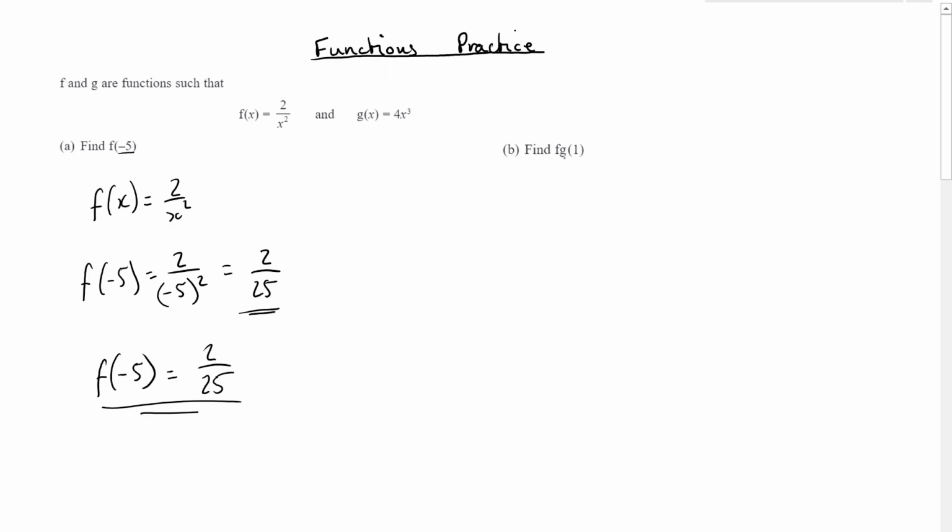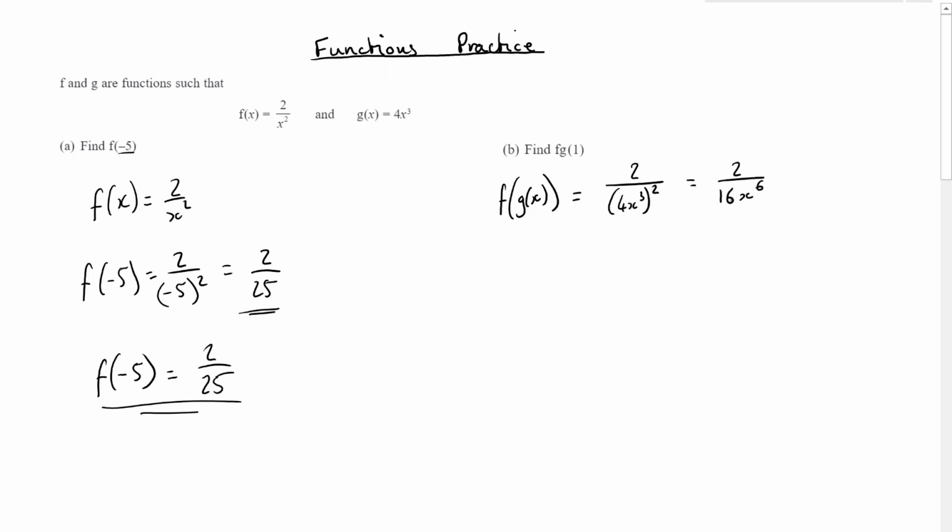Okay, now this one is giving us a composite function here. We have f of g of x, so we first have to find out what is f of g of x, and then we're going to substitute 1 in for all the values of x, because that's going to be our input. So remember, if we have f of g of x, it means g of x is our input into the f function. So wherever we see an x in f of x, we're going to put the whole g of x function. So this is going to become 2 over (4x cubed) all squared. Okay, and now that is going to be 2 over 4 squared, which is 16, over x to the power of 6.